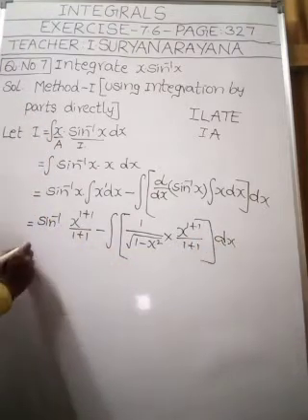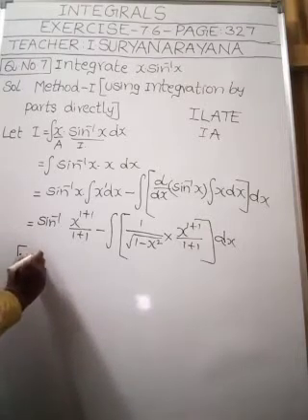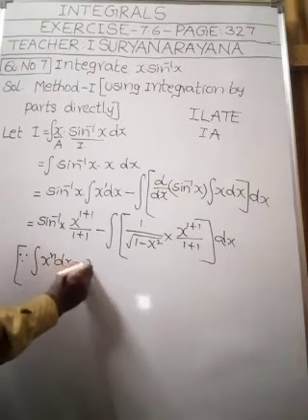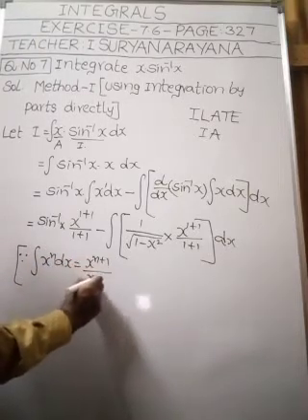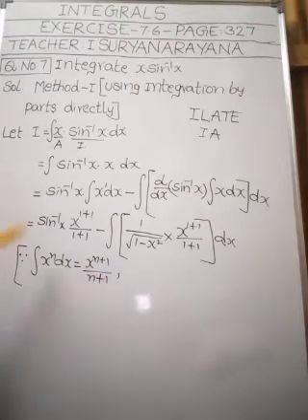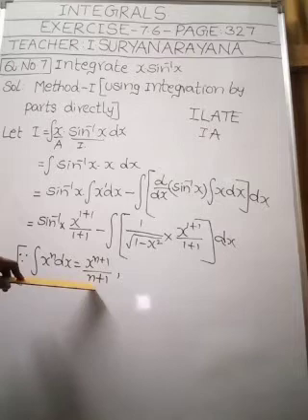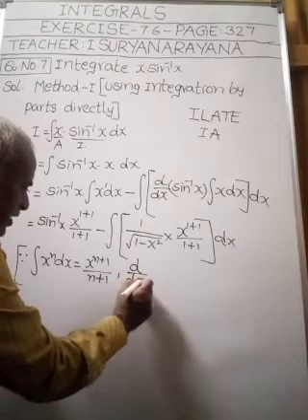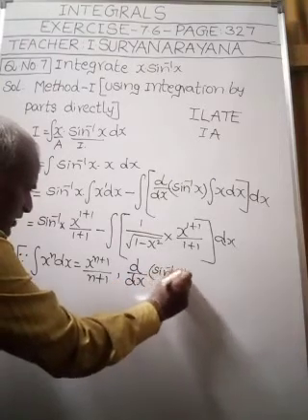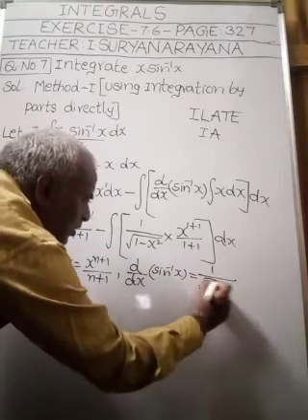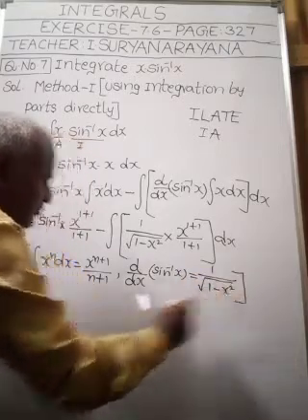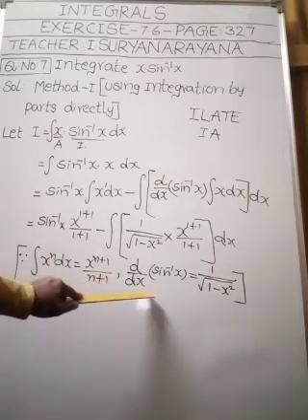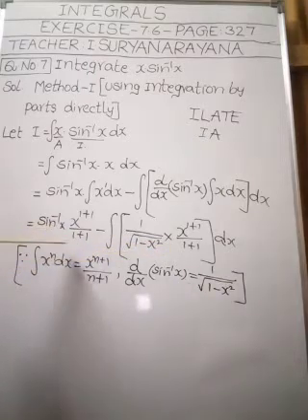What are the formulas we used in this step? Integral x power n dx is equal to x power n plus 1 by n plus 1. To evaluate this integral, we used this integral formula and the derivative formula d by dx of sine inverse x is equal to 1 by root of 1 minus x square. This integral formula and this derivative formula are used to write this step. Understood this step?